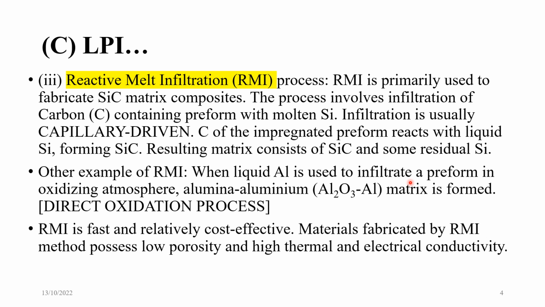So liquid aluminium, in an oxidizing atmosphere, immediately forms aluminium oxide. This is called the direct oxidation process. RMI is fast and relatively cost effective. Materials fabricated by the RMI method possess low porosity and high thermal and electrical conductivity.